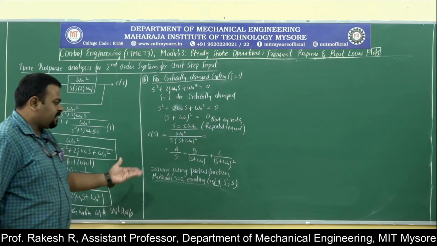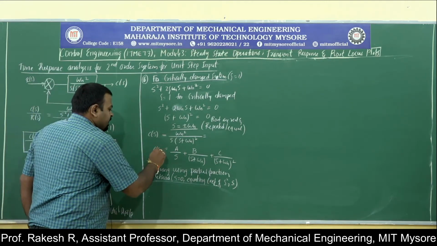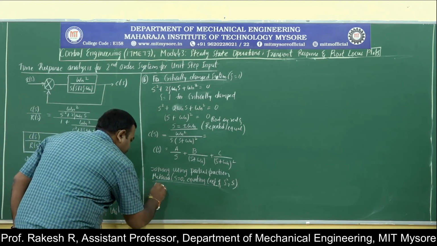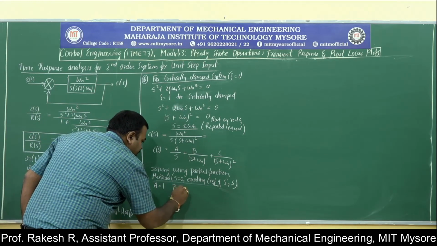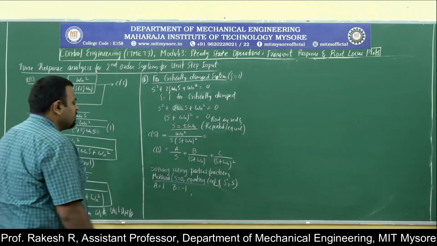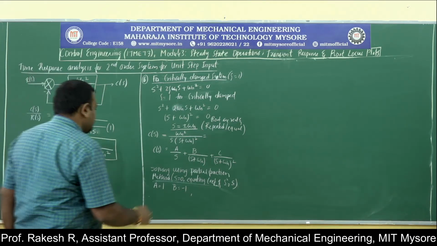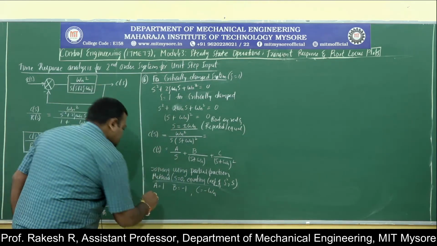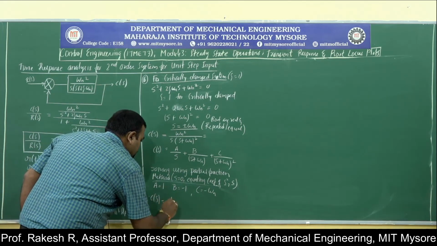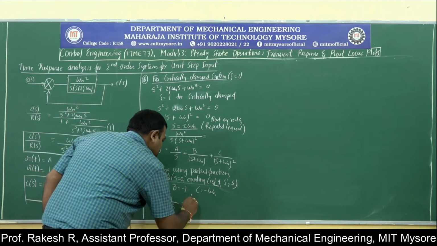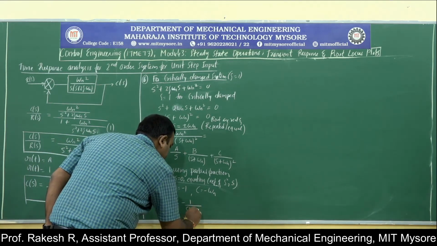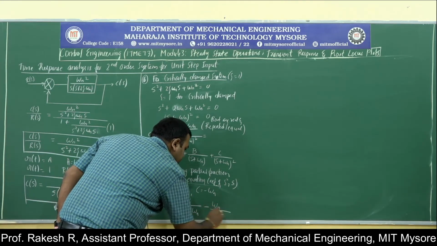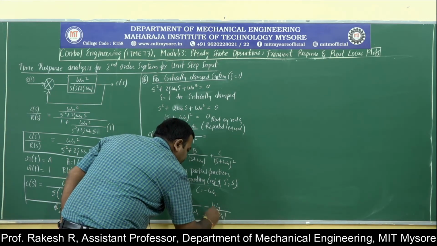By using the same partial fraction method and equating the coefficients, the value of A you will get is 1, the value of B you will get is minus 1, and the value of C you will get is minus omega n. So if I substitute here, C of s will be equal to 1 by s minus 1 divided by s plus omega n minus omega n divided by s plus omega n whole square.